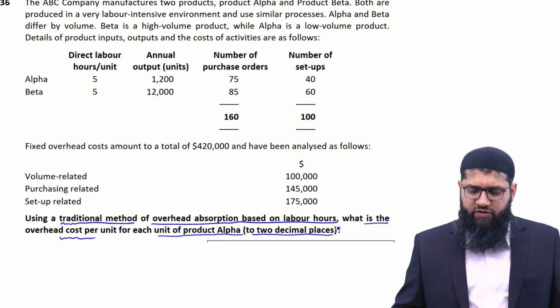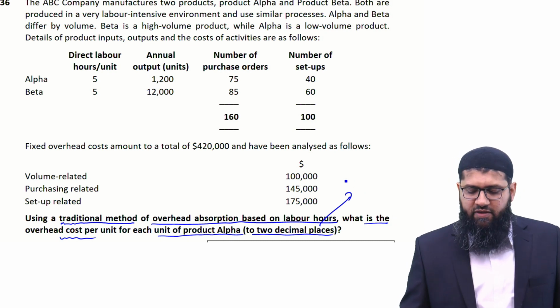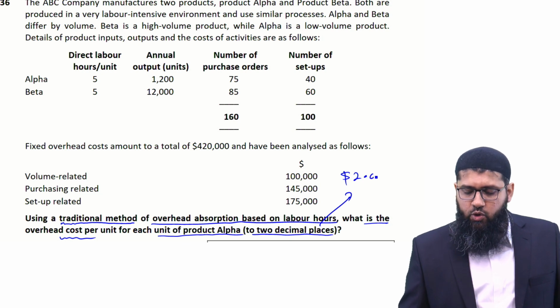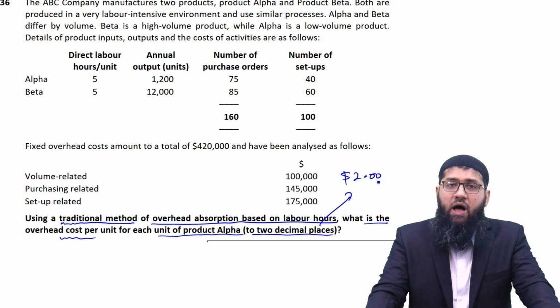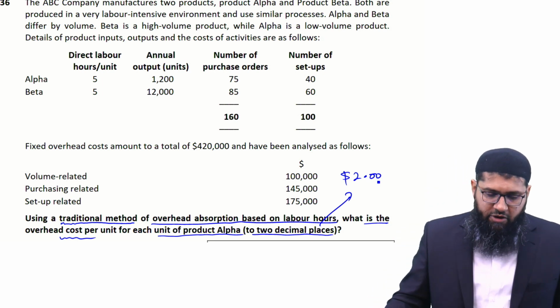Now let me guide you on something. When the examiner says give your answer to 2 decimal places, even if you have got $2 as an answer, you won't write $2. You would say 2.00, because he is asking you to answer the question to the nearest 2 decimal places.